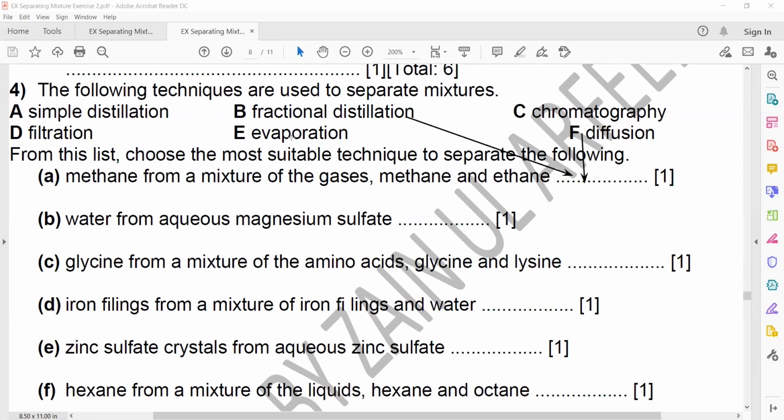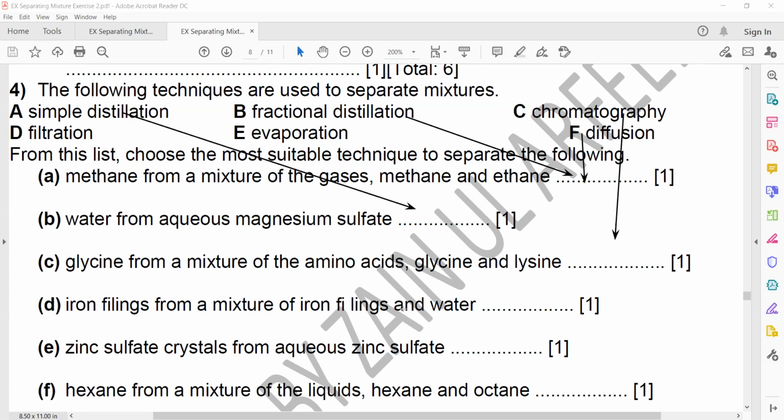Water from aqueous magnesium sulfate. We need water from magnesium sulfate solution. So we will use simple distillation. Glycine from a mixture of amino acids, glycine and lysine. Which technique can be used? Chromatography.